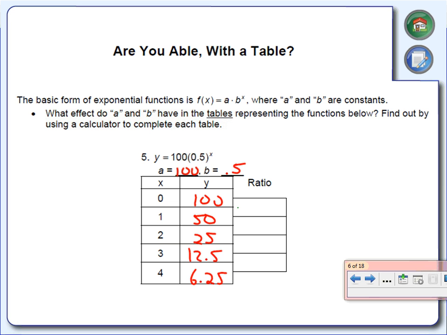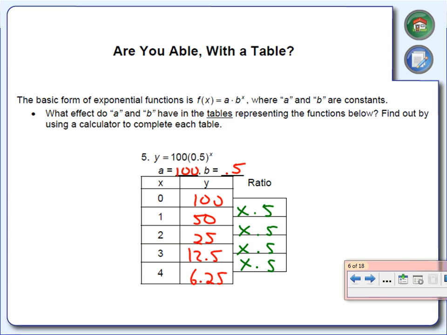So again, let's come over here and find the ratio. We're trying to find what it is that they're multiplying by. So, what are we multiplying by this time? 0.5. We're taking half of each of these numbers. Half of 100 is 50. Half of 50 is 25. That's what we're doing when multiplying by 0.5.